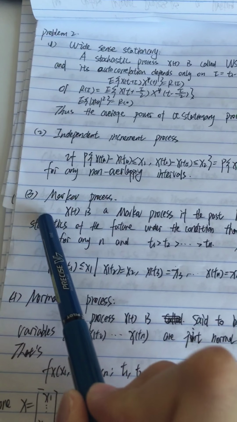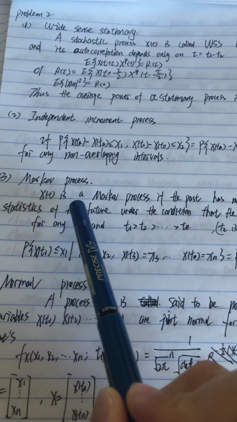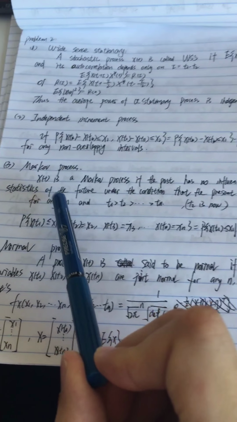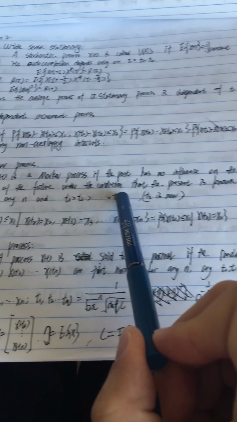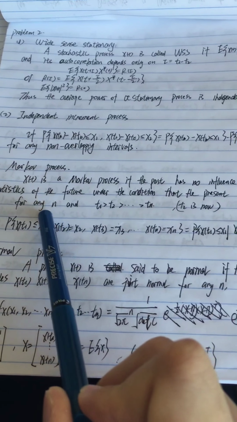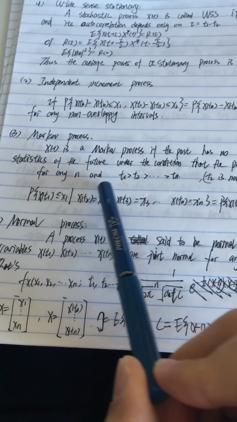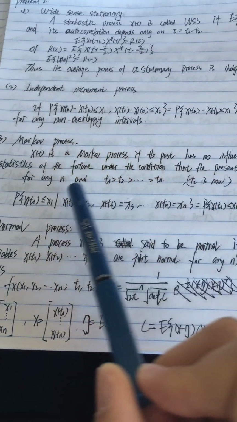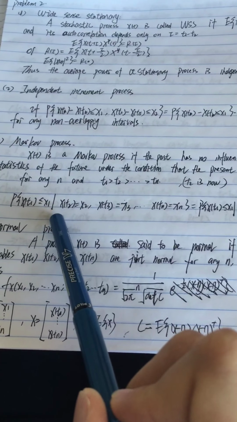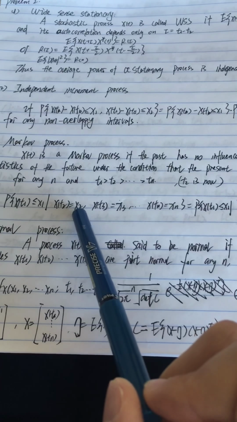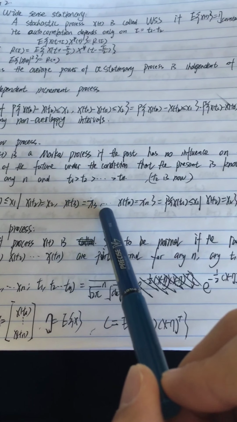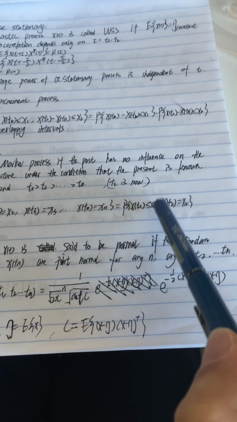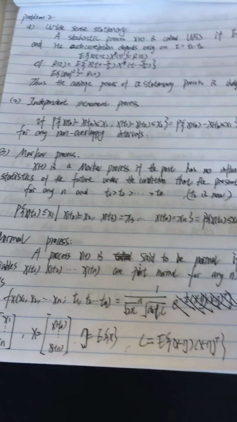The third example is the Markov process. x(t) is a Markov process if the past has no influence on the statistics of the future under the condition that the present is known. That means for any n and t1 greater than t2 greater than ... greater than tn, and t2 is known, the probability of x(t1) smaller than x1 under the condition of x(t2) equal to x2, x(t3) equal to x3, and so on, is equal to the probability of x(t1) smaller than x1 under the condition of x(t2) equal to x2.